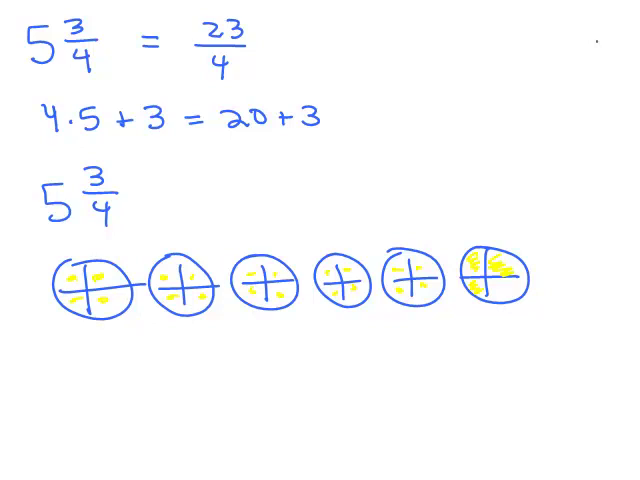But the easy way, again, you've got 4 in each pie and you've got 5 pies. So you know you really are just going to do 4 times 5 plus the 3 that are over there to get 23. And that's how to change a mixed number to an improper fraction.